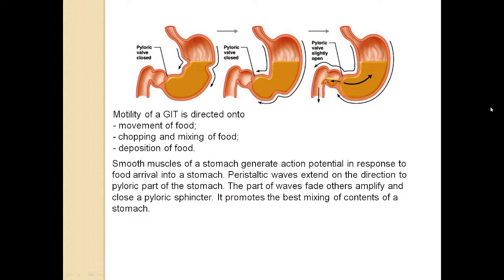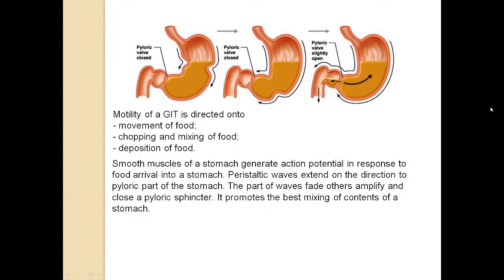Motility of the GIT is directed onto movement of food, chopping and mixing of food, deposition of food. Smooth muscle of the stomach generates action potentials in response to food arrival into the stomach. Peristaltic waves extend in the direction of the pyloric part of the stomach. Part of the waves amplify and close the pyloric sphincter. It promotes the best mixing of contents of the stomach.